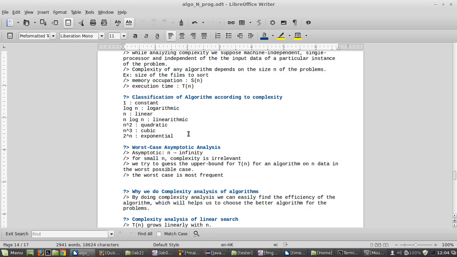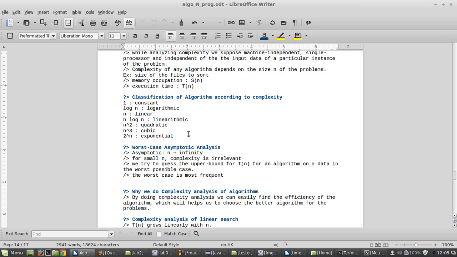Here I have classified the algorithms according to certain complexity, and this complexity can be analyzed in many factors. The classification I have noted here is, first, a constant. If the size of the problem you want to analyze is 1, that is a constant number, countable. So the complexity of any algorithm that runs one execution is a constant. The second one is log of n, that is logarithmic.